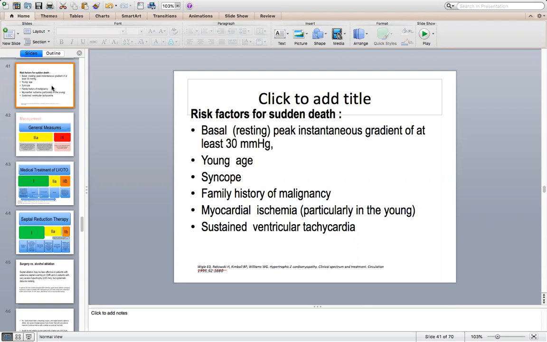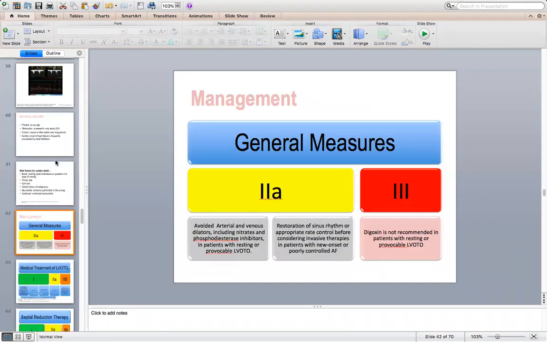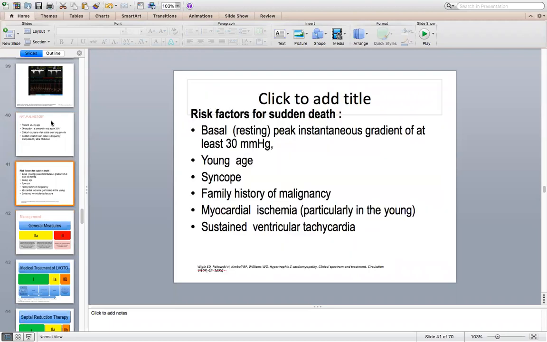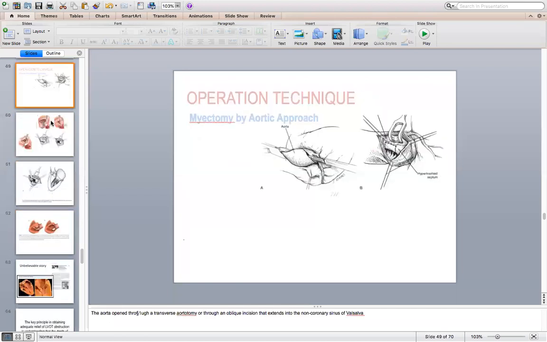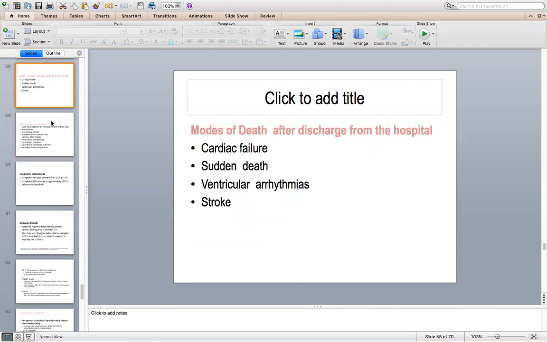Which slide? I think the sudden cardiac death. The people at risk, usually people at risk are young people. In the last slides there is something about elderly people being at risk. No, it's premature death maybe, or something. Let me check now. Older age. Yeah, premature death. Okay.